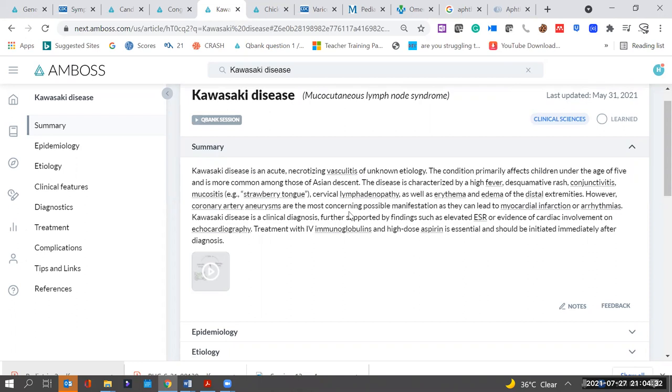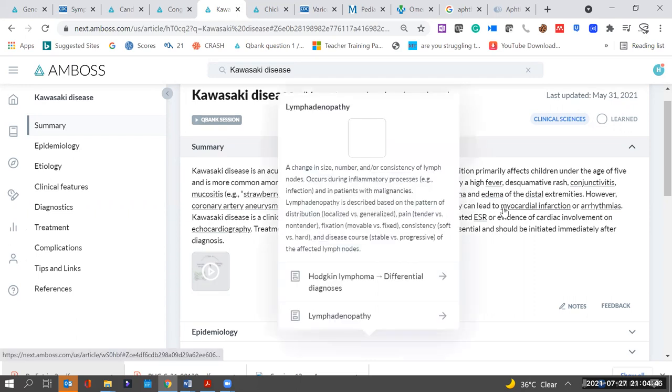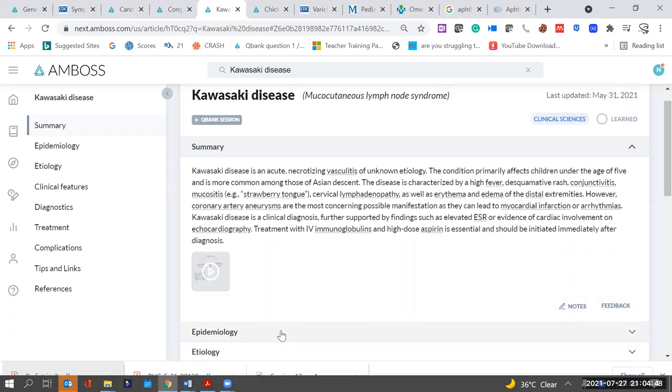So cervical lymphadenopathy, overall this vascular insufficiency, we will find the lymphatic channels also involved there, and we will find cervical lymphadenopathy as well as erythema, edema of the distal extremities. So of course, erythema, edema, it's all because of the vasculitis changes.